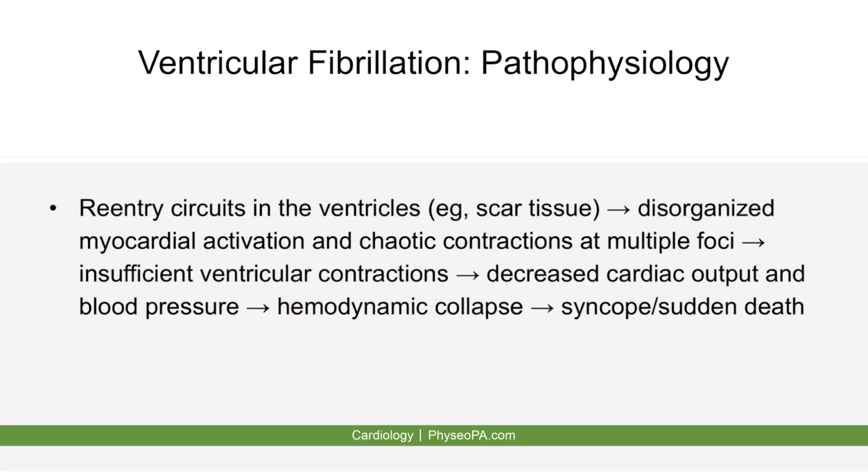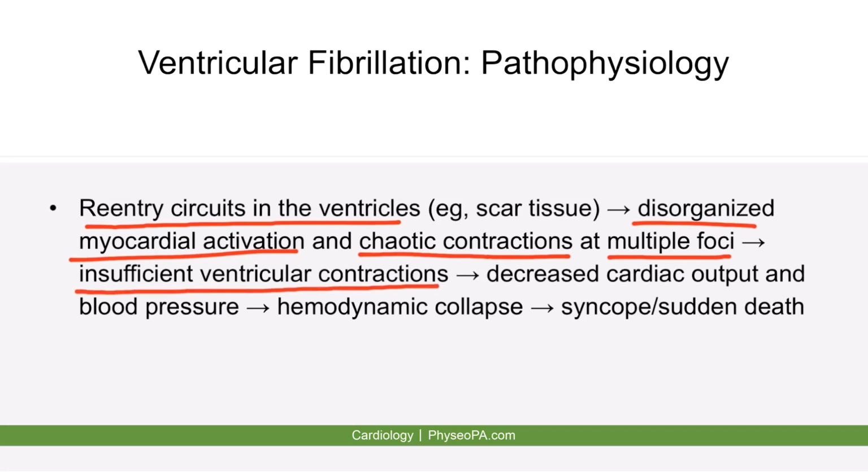In ventricular fibrillation, there are reentry circuits that can result from the presence of a scar tissue after an ischemic heart disease. The abnormal conduction due to these circuits leads to disorganized myocardial activation and chaotic contractions at multiple foci. This is characterized by fibrillatory contractions of the ventricles, which are inadequate to maintain a normal cardiac output. This eventually causes hemodynamic collapse, which in turn leads to syncope or sudden death.